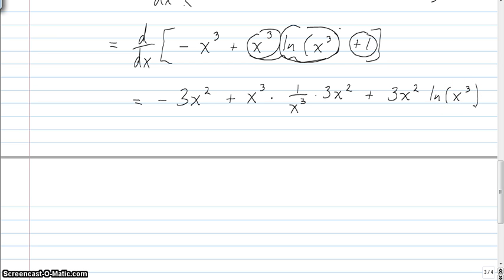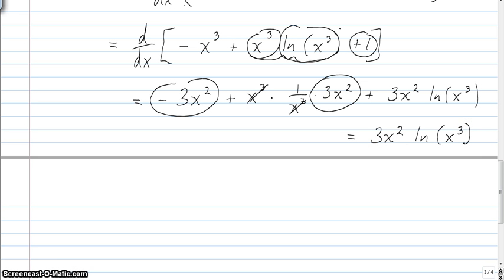And so what happens here, these x cubes go away, and then I've got negative 3x squared plus 3x squared, so those go away, and I'm left with just 3x squared natural log x cubed, which matches what we found when we applied the second fundamental theorem. And so either way you work it, you should come up with that function.